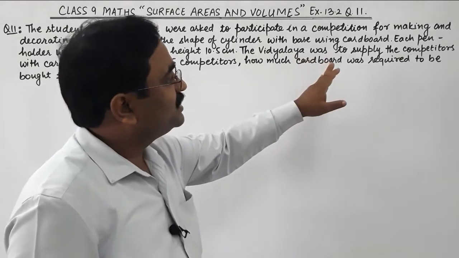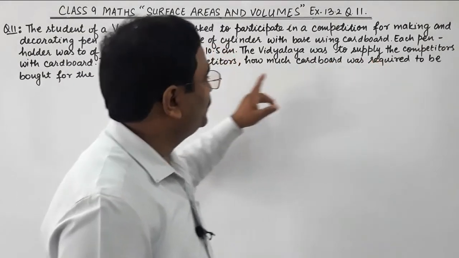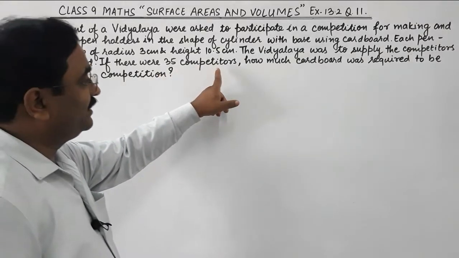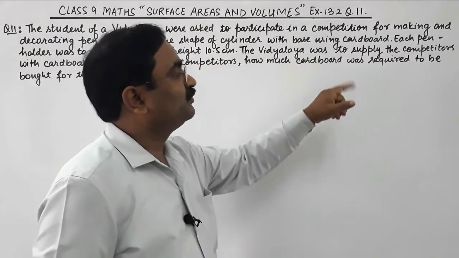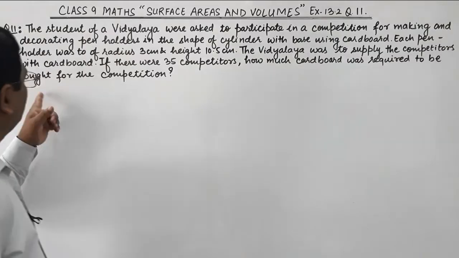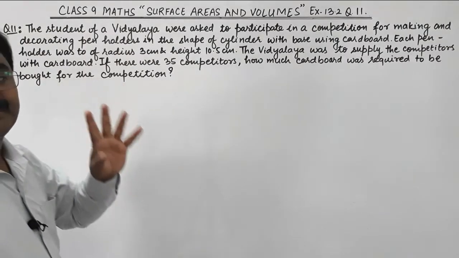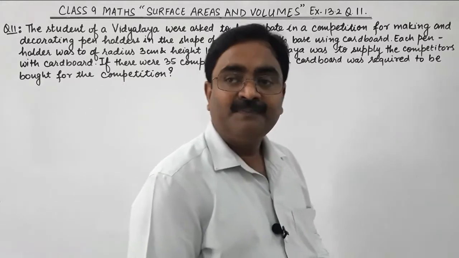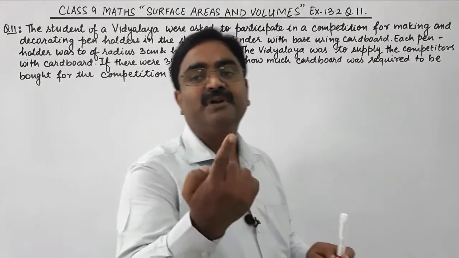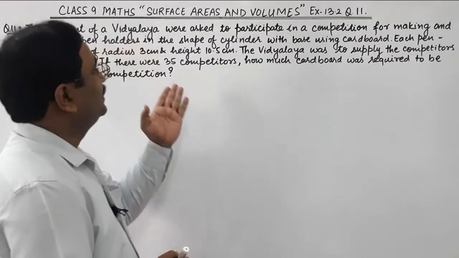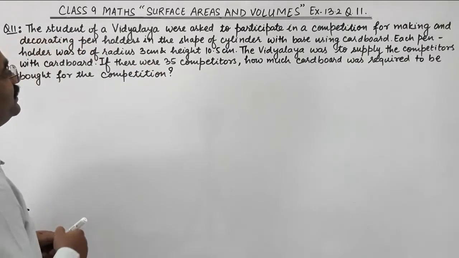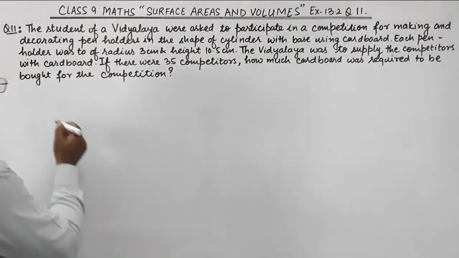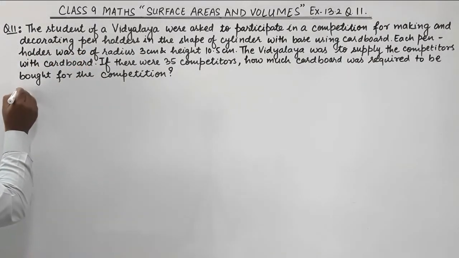The Vidyalaya was to supply the competitors with the cardboard. There were 35 competitors. How much cardboard was required to be bought for the competition? First of all, we have to find the cardboard required for one competitor. The radius is given as 3 centimeter and height is 10.5 centimeter. So see the solution of this question.